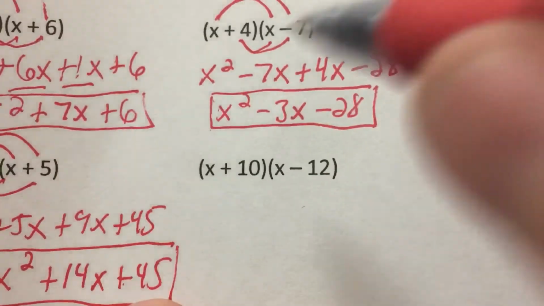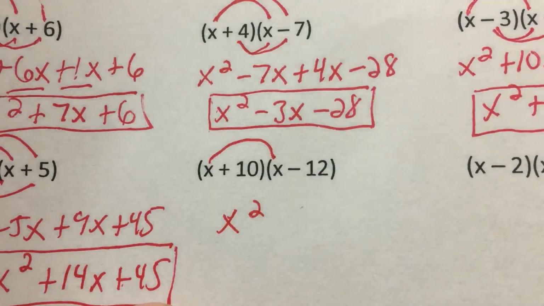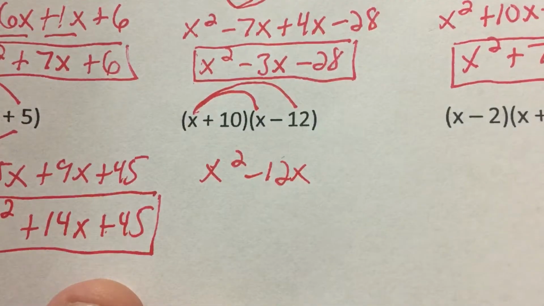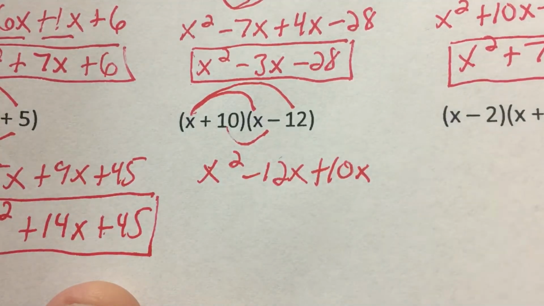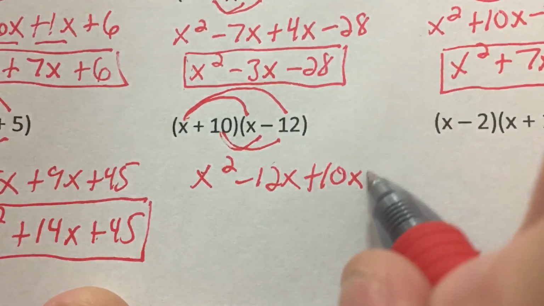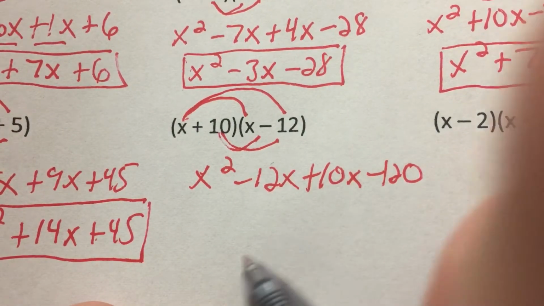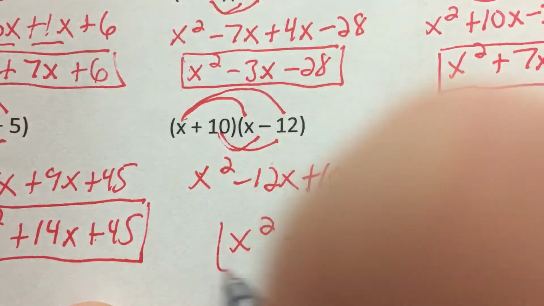Continuing on, x times x, still x squared. X times a negative 12 is negative 12x. 10 times x is a positive 10x. 10 times negative 12, negative 120. Two like terms in the middle, we combine them, we'll get x squared minus 2x minus 120.